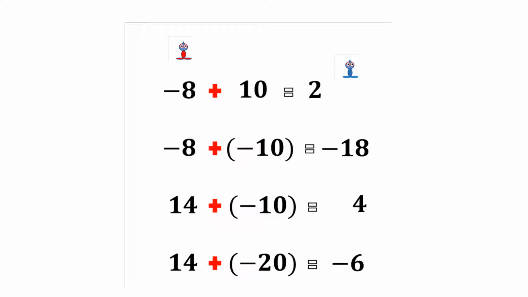We look at our next problem. We have negative 8 plus a negative 10. The positive parts are 8 and 10. 8 plus 10 is 18. Both of them are negatives. So the answer is negative 18.